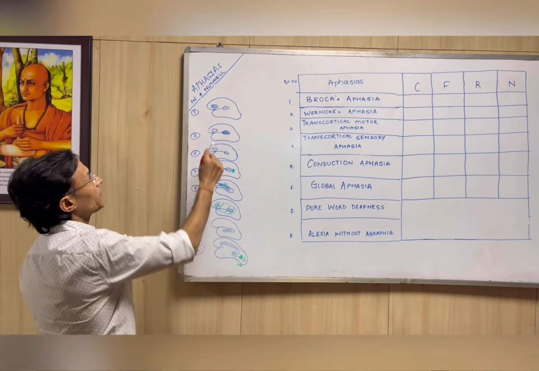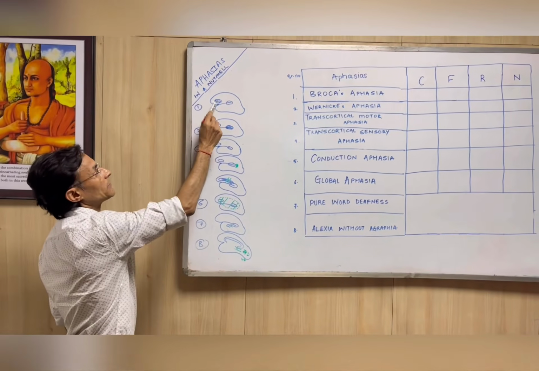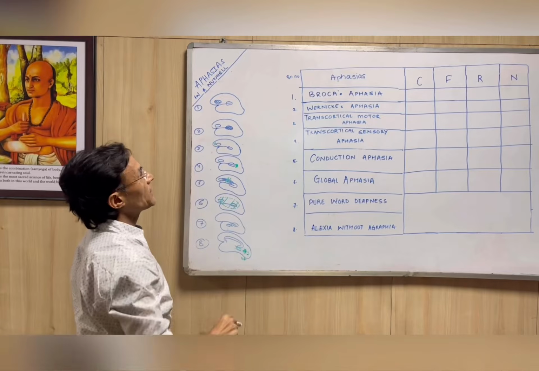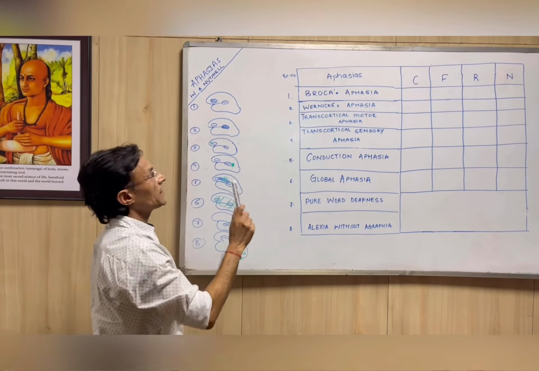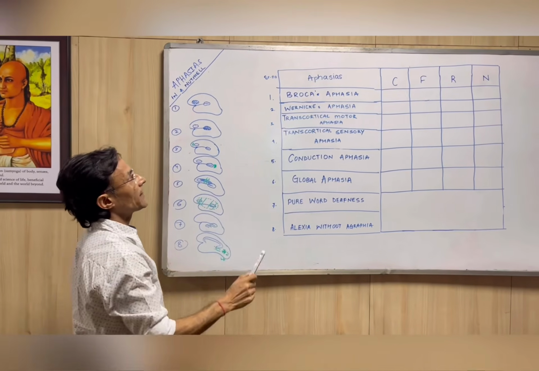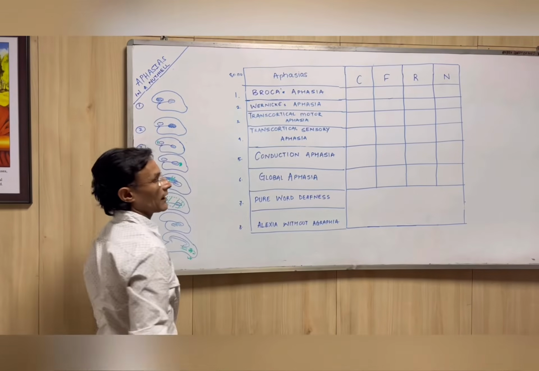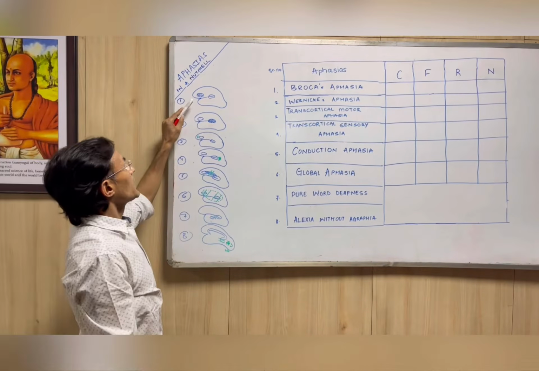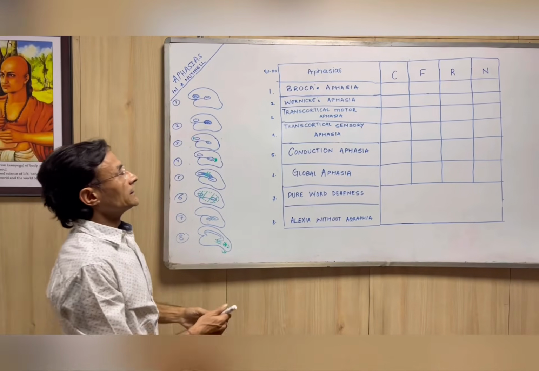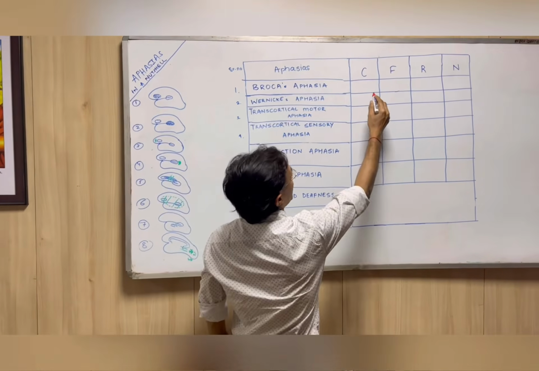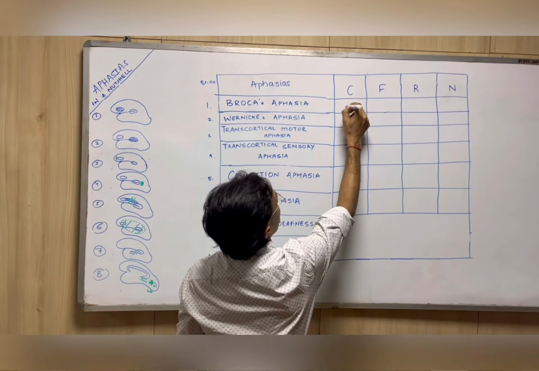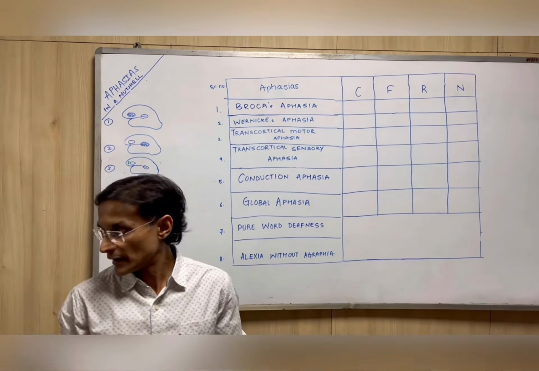Later on we will see where the lesions are and what the characteristics of various aphasias are. If there is a lesion in the dominant hemisphere in the Broca's area, then the speech dysfunction, or the aphasia, will be Broca's aphasia. What will be the characteristics of Broca's aphasia? Because it is the motor aphasia, characteristically comprehension is normal.